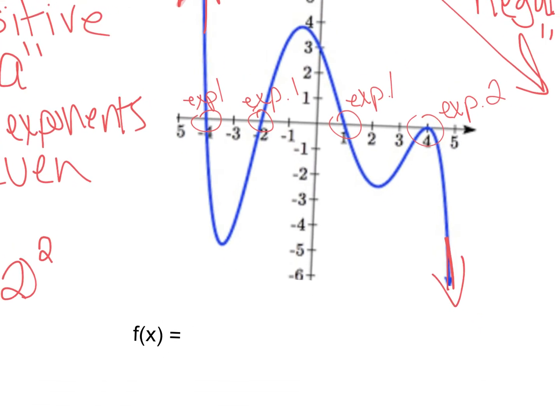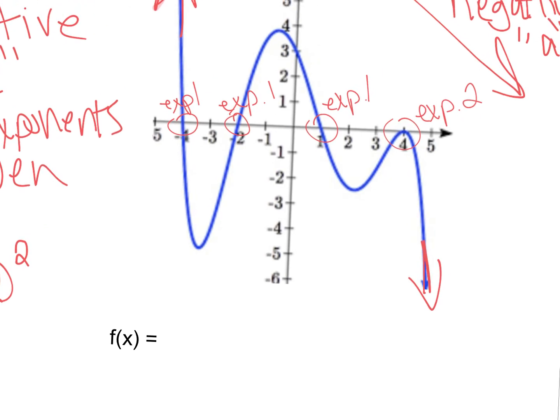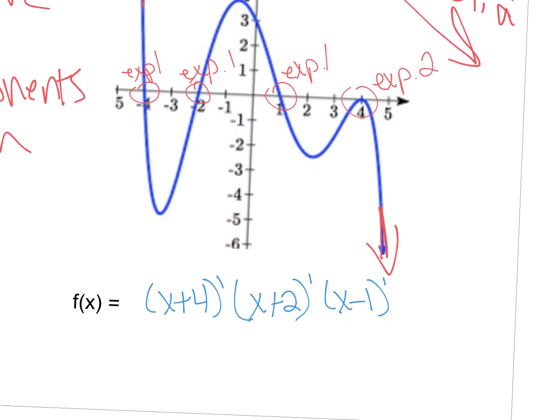So if we are going to write our equation, okay, at x equals -4, again, remember that that means we are going to write it as x plus 4. That our exponent is going to be a positive 1. At -2 means we are going to write x plus 2. And again, our exponent is going to be 1 because it crosses. At positive 1, which in our factored form would be x minus 1, is also going to have a 1 as our exponent. And then at 4, which again in factored form would be x minus 4. And since it bounces, it's going to be squared.